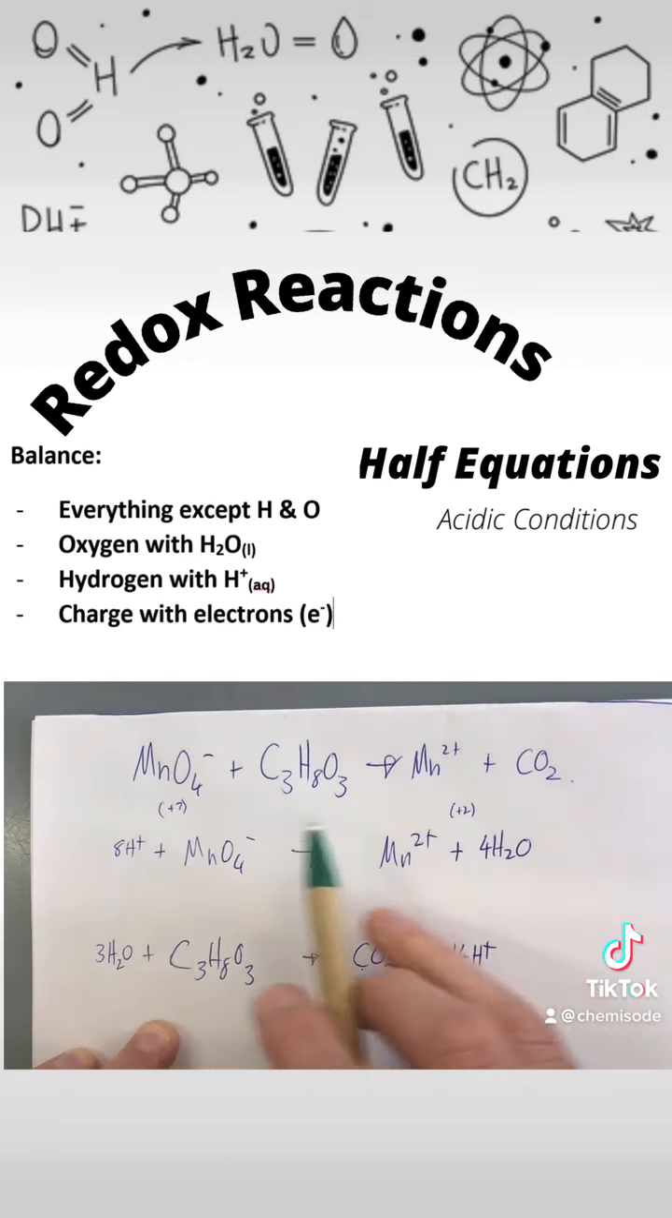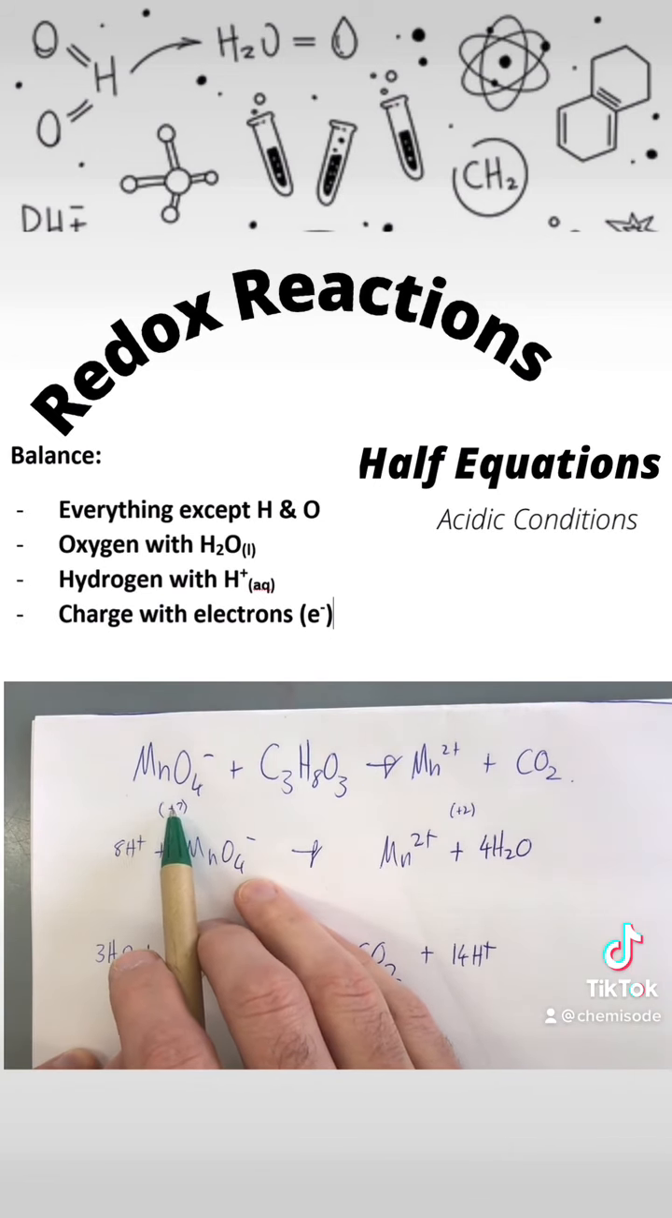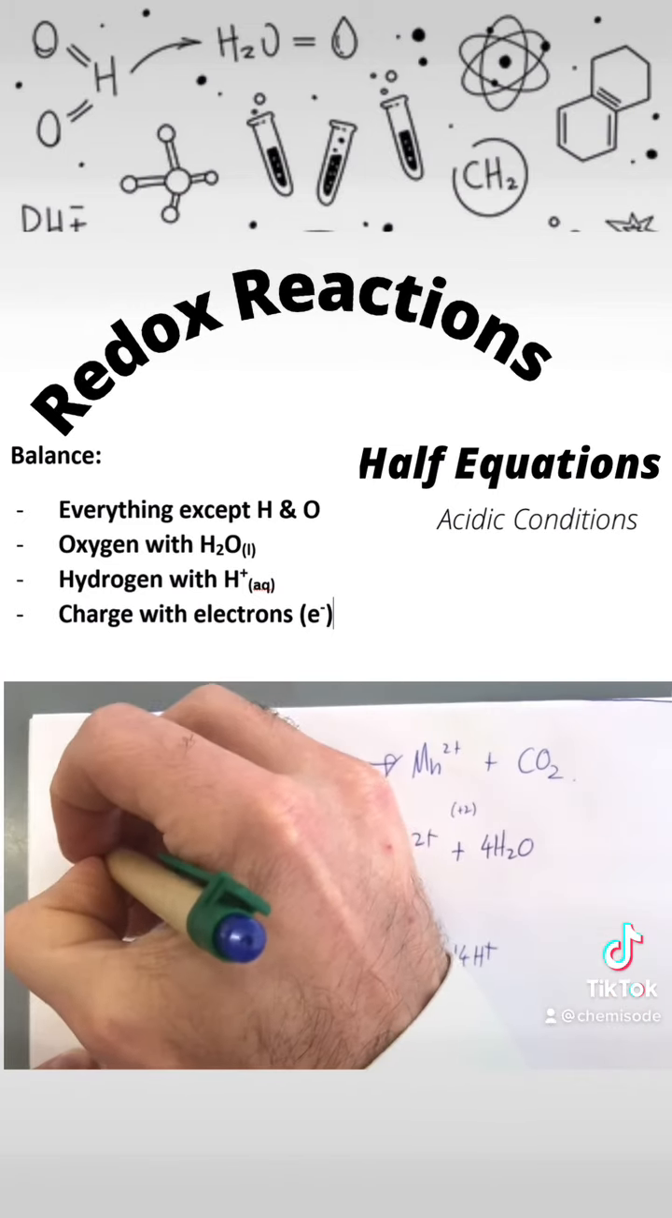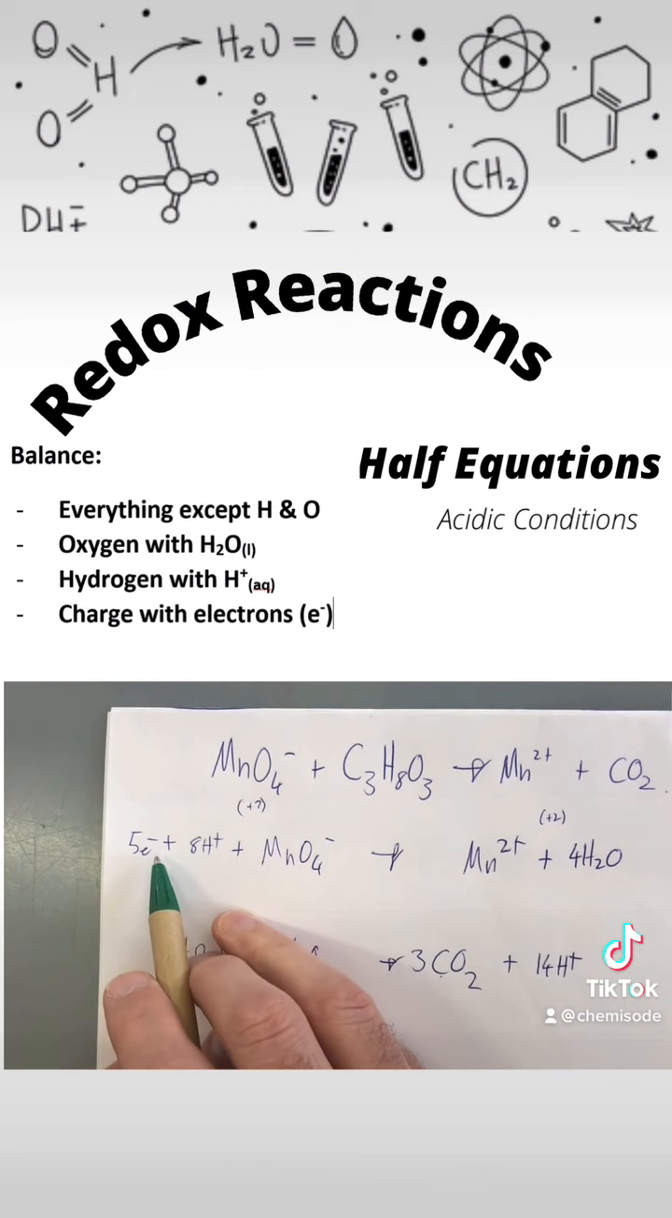I need to balance up this charge by adding in electrons. So how do I add that in? Well, I need to get the positive 7 down to 2. So I'll add in 5 electrons on this side of my reaction.